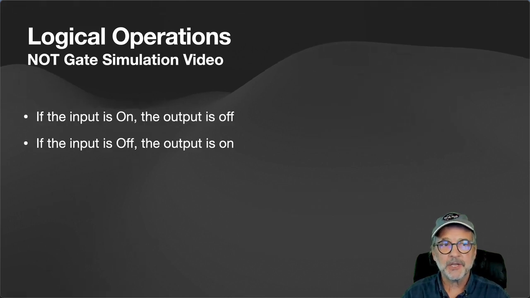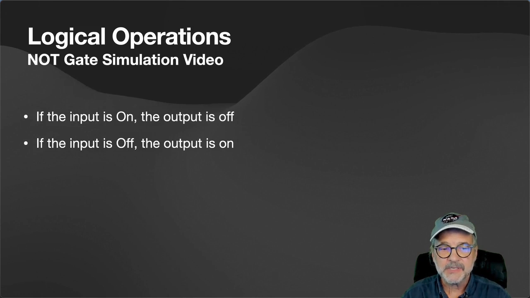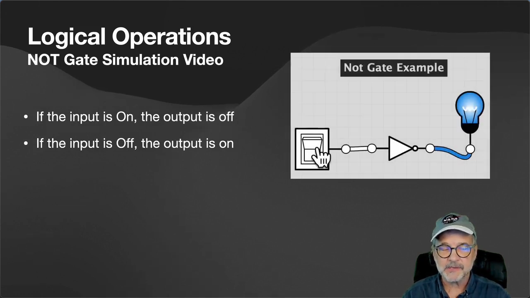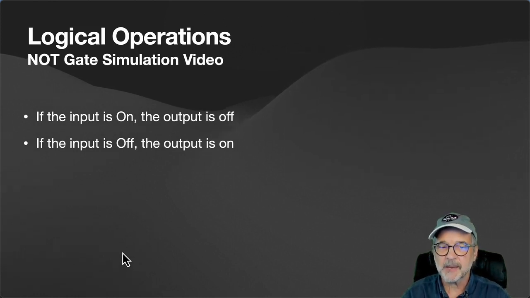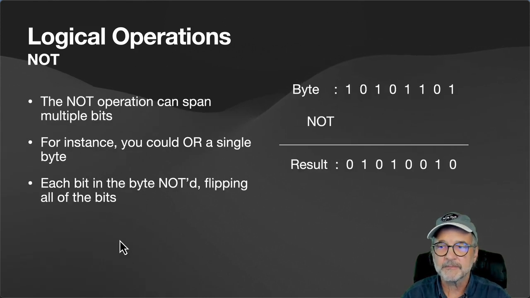So let's take a look at a little demonstration of this. As you can see in this example, it's off, the light is on, it's on, the light is off, it's off, the light turns on again, it's on, the light turns off, and you could do this all day long. But that's the simple example of how a NOT gate works.